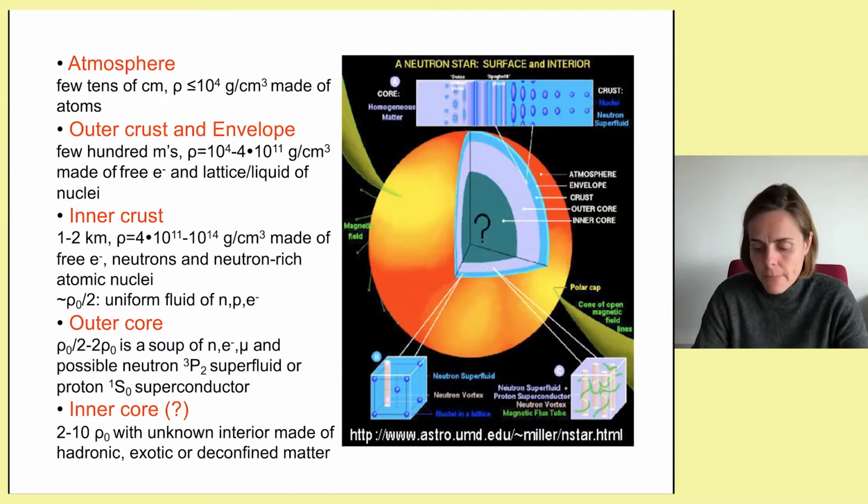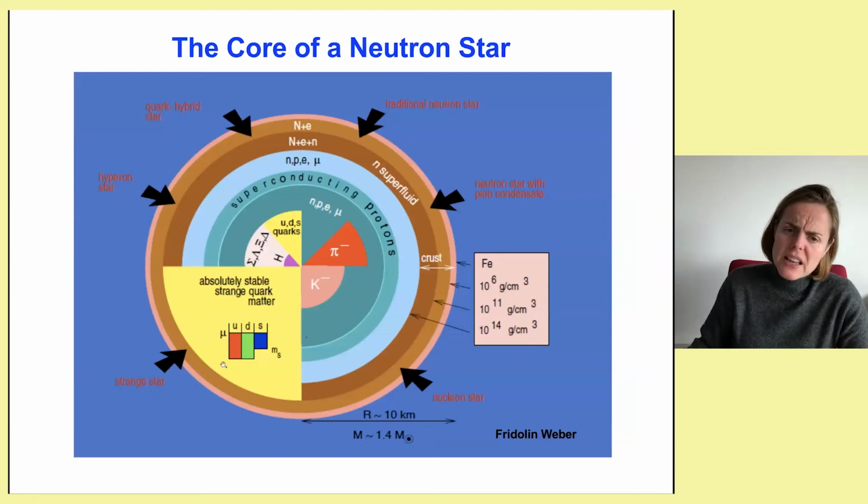So, what are the possibilities we have here? We can have, as I showed you first on Friday, the confined matter. You can have mesons.